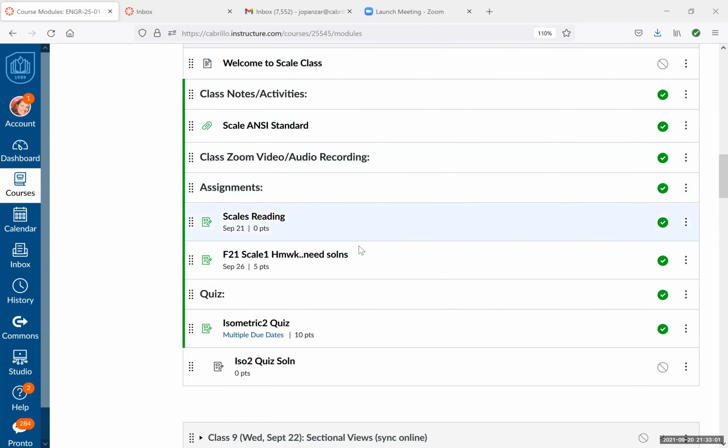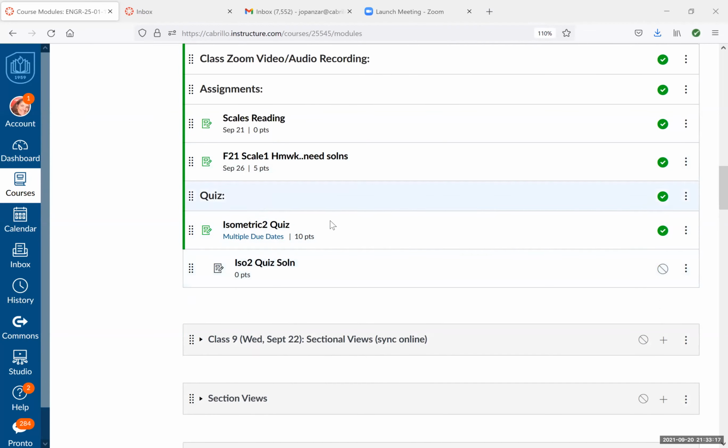We're going to be working through some of the homework sheets. And I wrote here that I need solutions because as we work through the homework sheets today in class, I'm going to be starting to fill out the solutions. We're going to do it together and we'll post it. And then at the end of class, you will have your second isometric quiz.